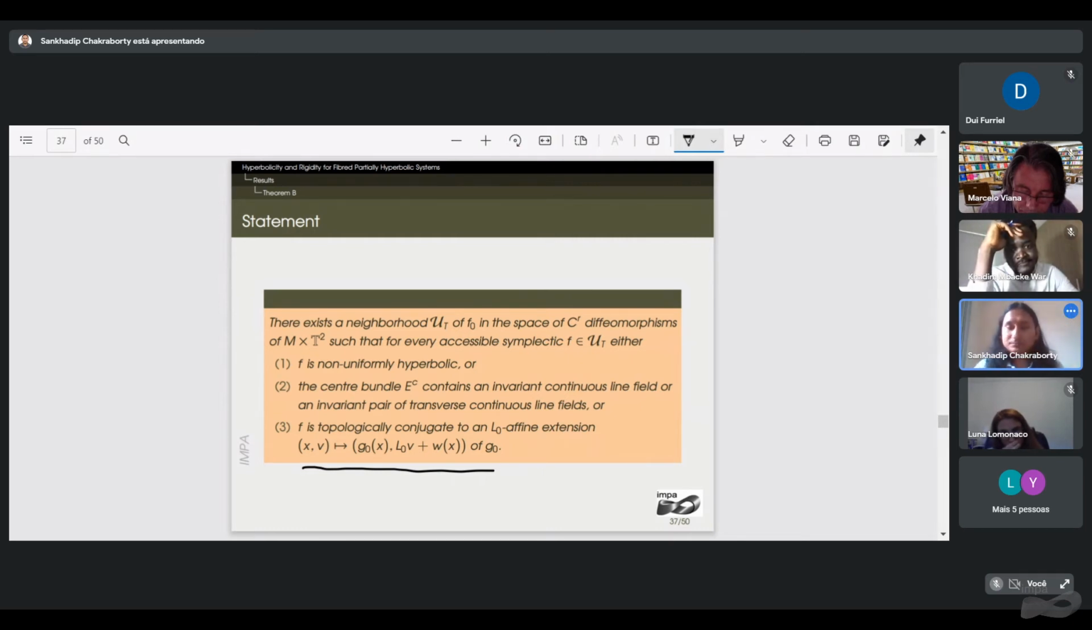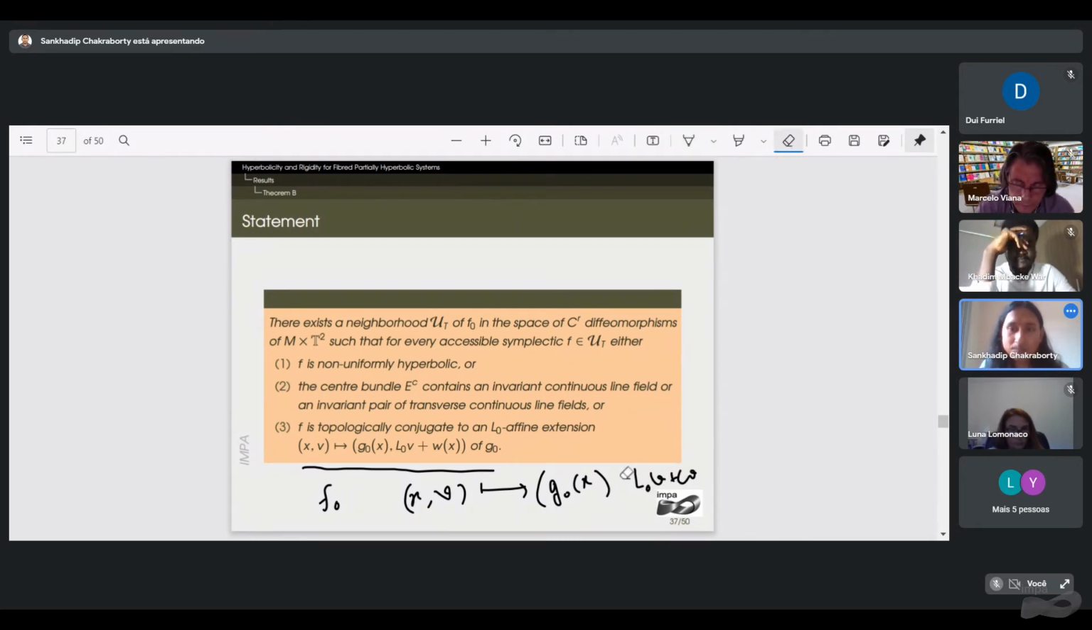So we were starting with F0 that looked like (x, v) going to (g0(x), L0 v + w0(x)). So we started with this. So in this third case, we can conjugate F topologically to a map of a similar form. So this w changes. L0 remains the same, g0 remains the same as well.